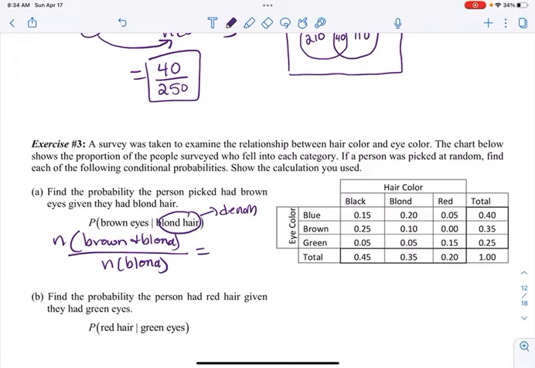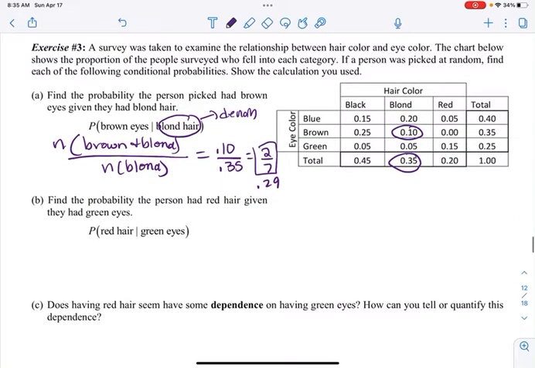All right, so brown and blonde, let's just look at my table, is right here. Brown and blonde is 0.10 over the total number of people that have blonde, which is 0.35. And I'll put that into my calculator. And remember, when you put that in your calculator, you can do 0.10 divided by 0.35, and then I can change it back to a fraction. I hit that math button. So 2/7, or it was 0.29.